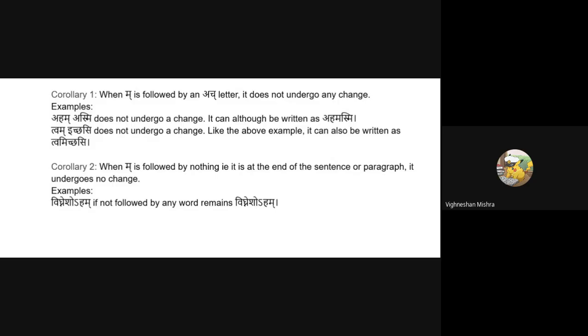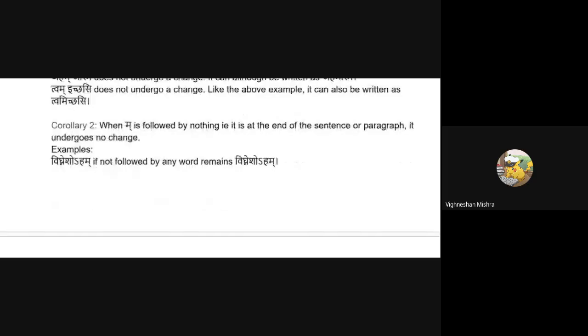For example, in Vignesho aham, the last ma is not followed by anything. If there is a purna virama here, that is what I say, Vignesho aham, it means I am Vignesha. If not followed by any word, it remains Vignesho aham. Is this again clear? Thumbs up, thumbs down. Okay. Nice. We'll move to the next part.